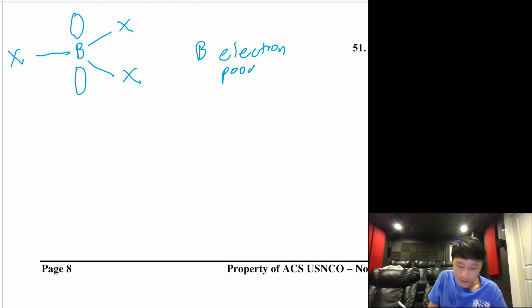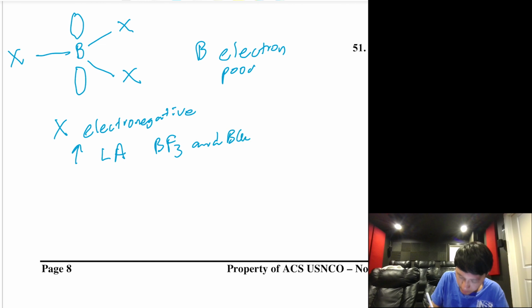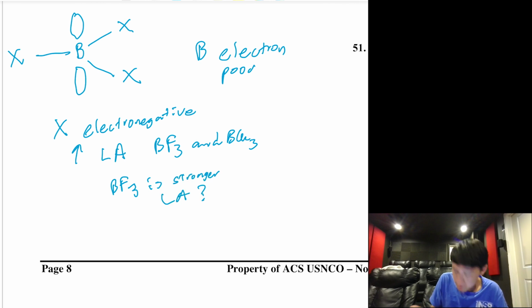Now, there's two effects here. So a halogen is electronegative. And because it's electronegative, it's going to withdraw electron density from the boron center. This is going to increase its Lewis acidity. Now we're comparing BF3 and BCl3. Well, fluorines are more electronegative than chlorines, so therefore they're going to more effectively withdraw electrons from the center by induction. So this might lead you to believe that BF3 is the stronger Lewis acid. So we don't know for sure, but that's what we think.